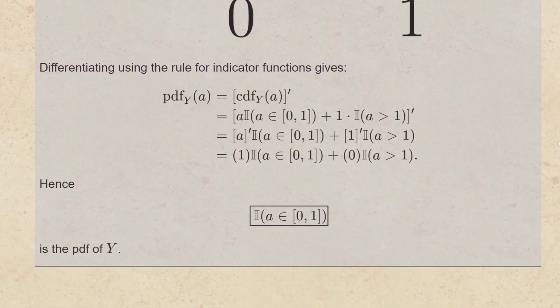But differentiating using the rule for indicator functions just tells us that we can bring the indicator that a is from 0 to 1 out of the differentiation. And of course, the derivative of a is just 1, and the derivative of 1 is just 0. And so we're just left with the indicator that a is in the interval from 0 to 1 as the PDF of y. So that's the story of densities of a continuous random variable.